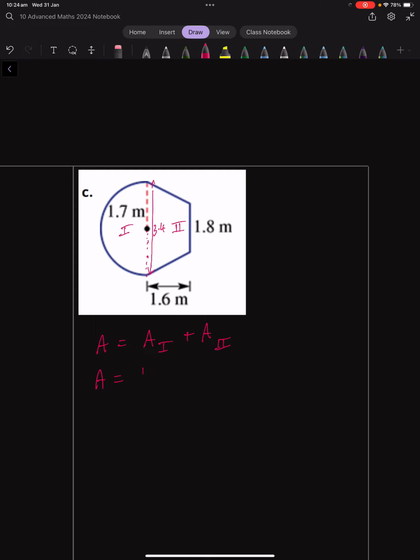A semicircle, so that's 1/2 of pi r squared. This time my radius is 1.7, so 1/2 of pi times 1.7 squared.